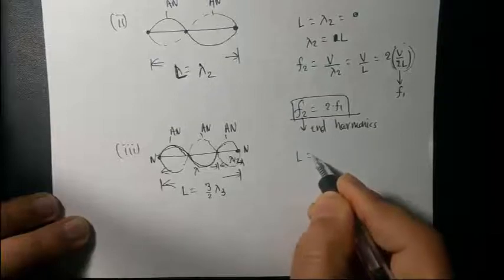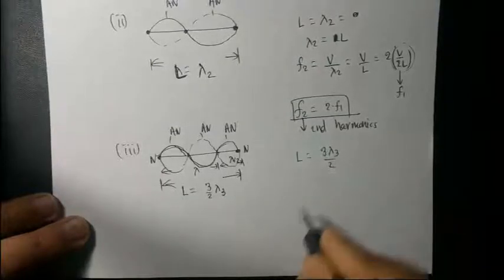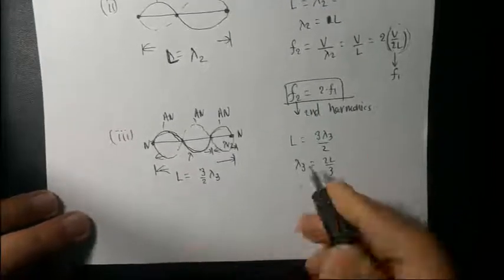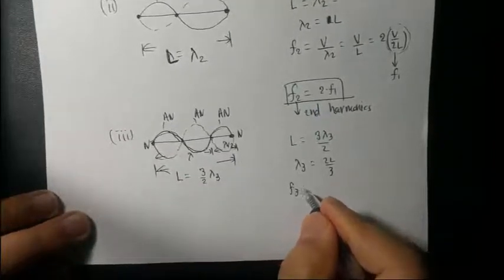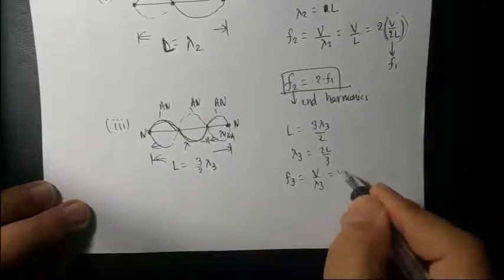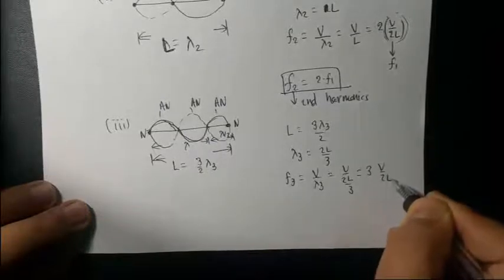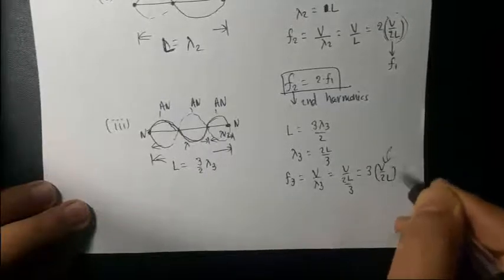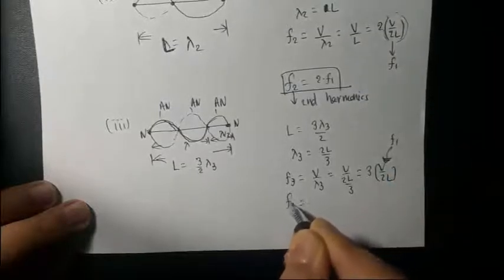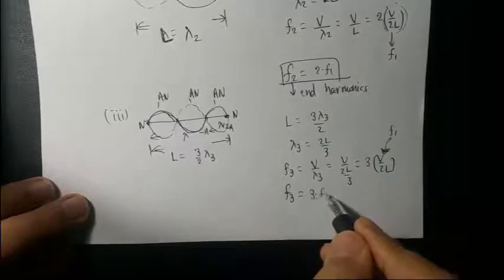So length has to match this boundary condition, L equals 3 lambda 3 over 2, right? And lambda 3 is twice L over 3, right? And then your F3, the third harmonic frequency, is then V over lambda 3. So V over twice L over 3 is 3 V over twice L, right? And again, this whole thing in the bracket is just the fundamental frequency. So it turned out to be a very simple relation. So the third harmonic is just 3 times the first harmonic.